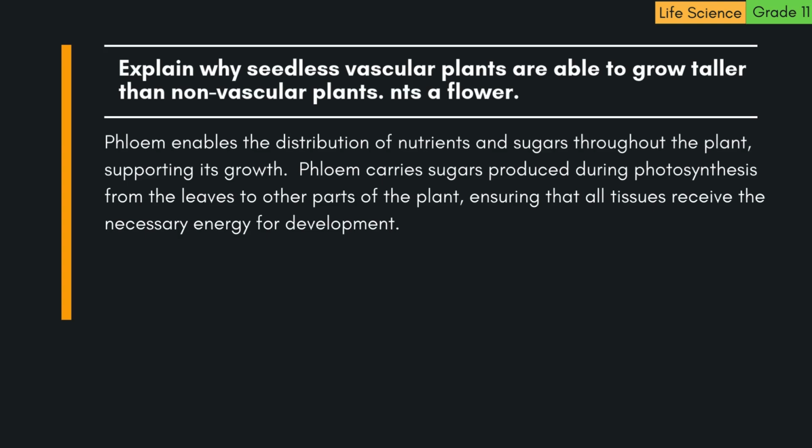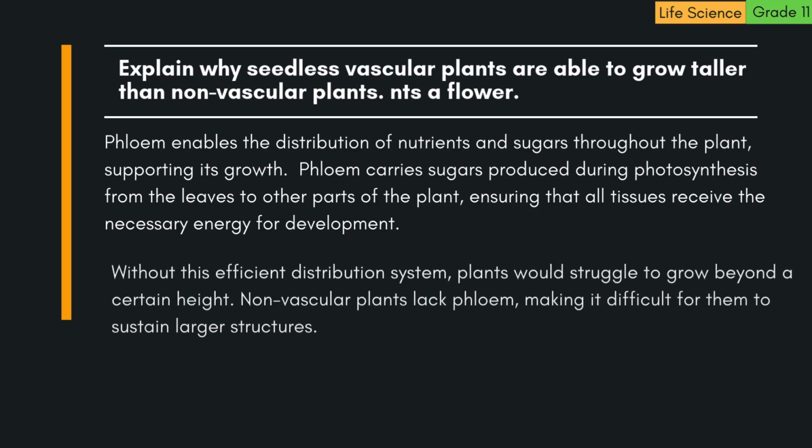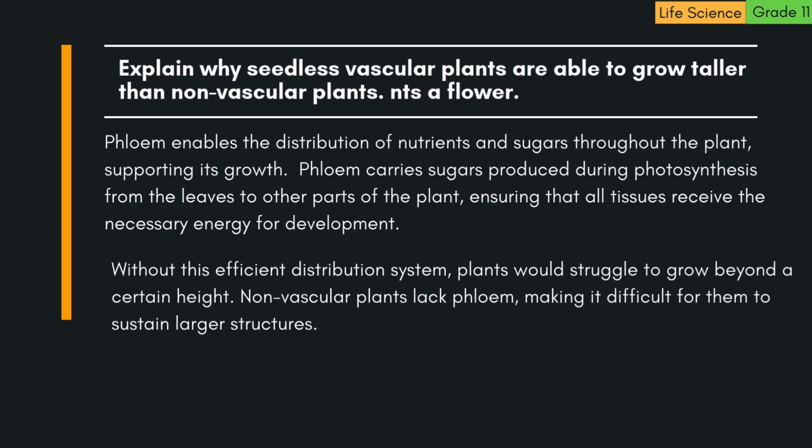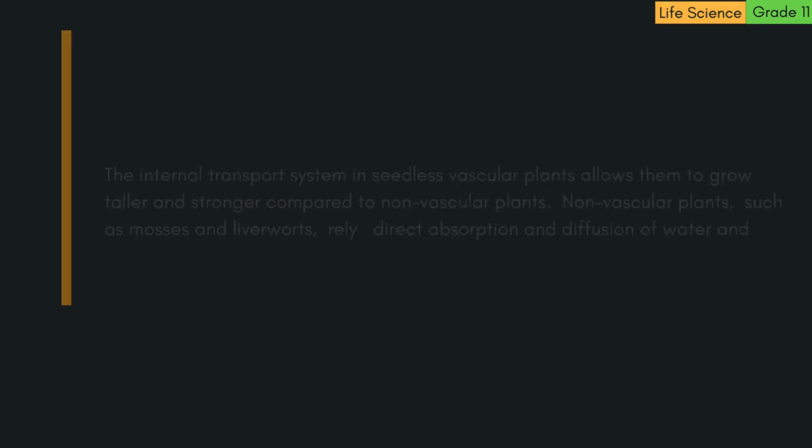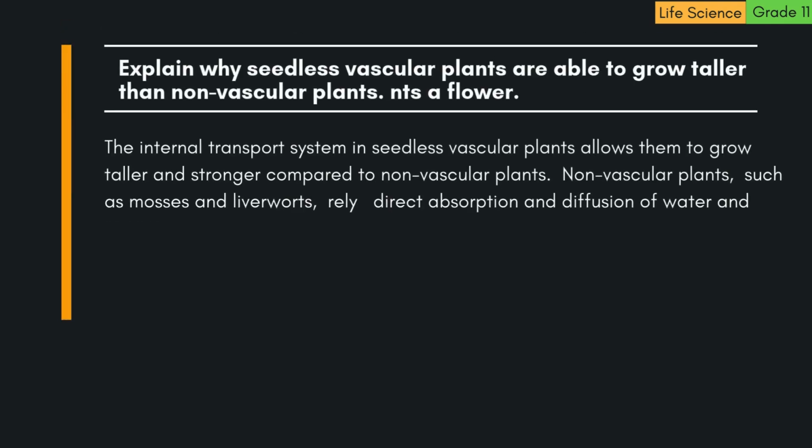Phloem carries sugars produced during photosynthesis from the leaves to other parts of the plant, ensuring that all tissues receive the necessary energy for development. Without this efficient distribution system, plants would struggle to grow beyond a certain height. Non-vascular plants lack phloem, making it difficult for them to sustain larger structures. 4. The internal transport system in seedless vascular plants allows them to grow taller and stronger compared to non-vascular plants.